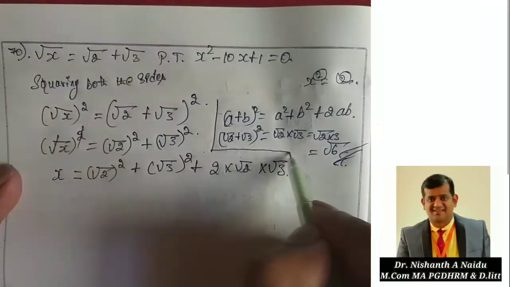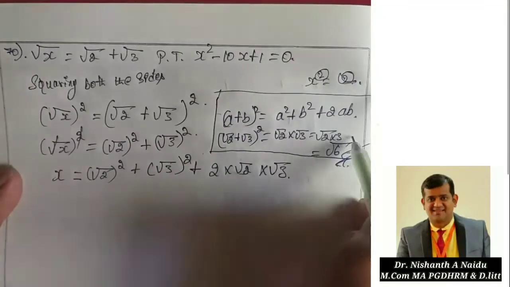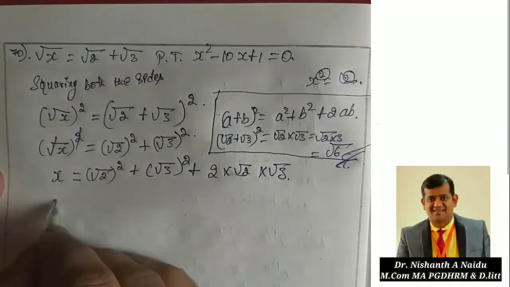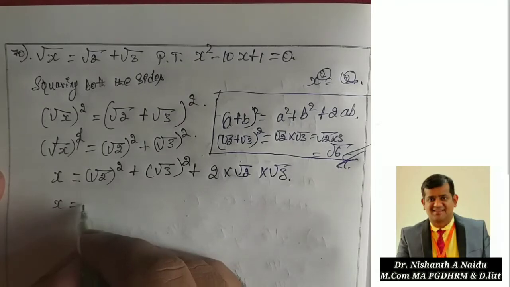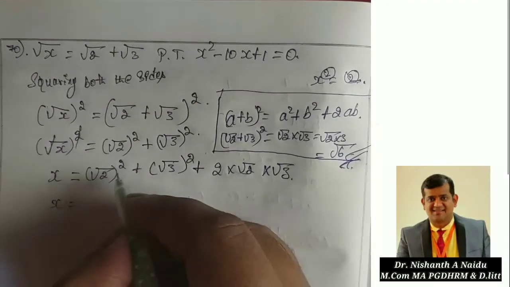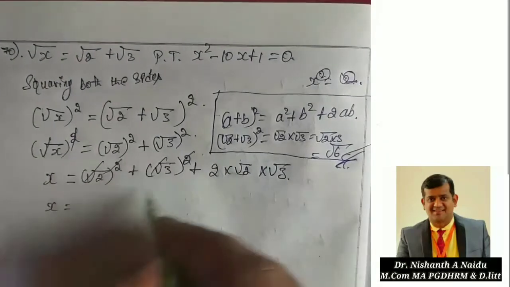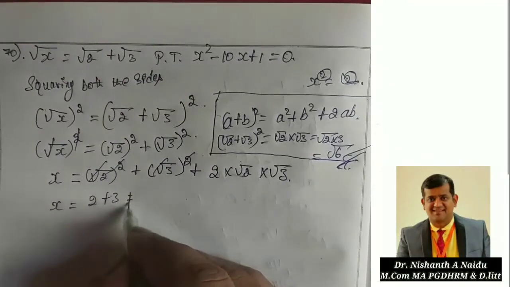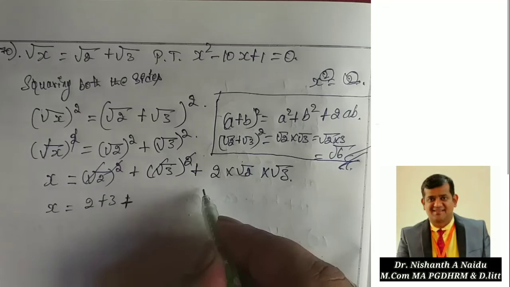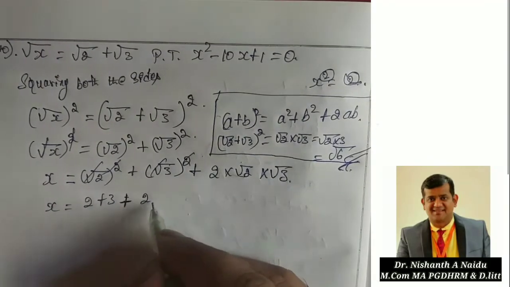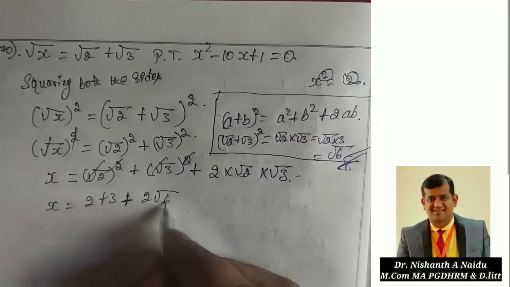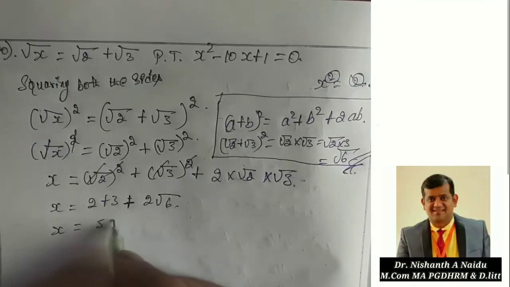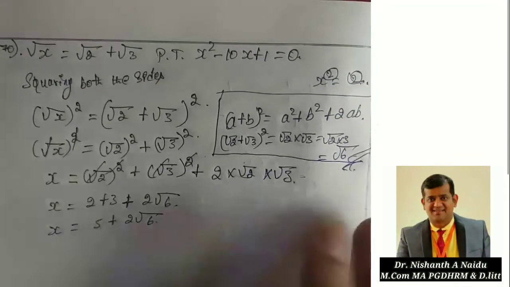So this is the working note for your reference. It is not related to the problem. So next, moving further. x equals, now if I cancel root and 2, root 2 get cancelled. So 2 plus 3 plus, it is also plus, right? 2 root 6. 2 times 3 is a 6 root. Okay, so that is x equals 5 plus 2 root 6.